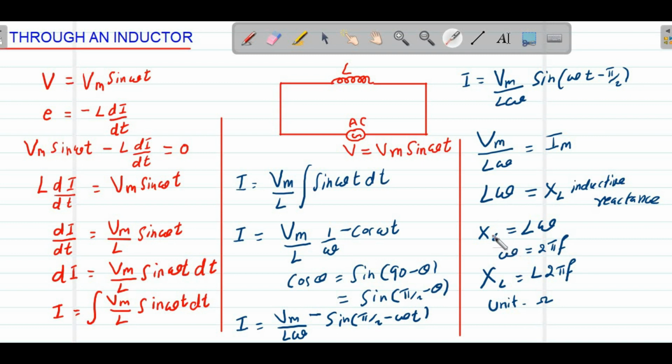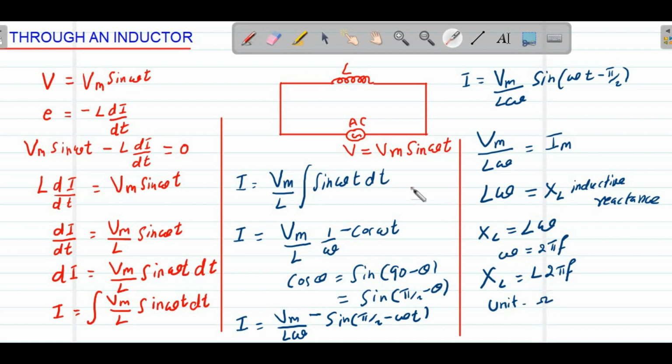But here in an inductor coil, XL is the opposition to the flow of AC through the coil, and that opposition is not because of internal friction, it is because of the reverse EMF induced in the coil due to self-induction. So the mode of action is different, but the physical effect is the same. So it is measured in the same unit of resistance, ohm.